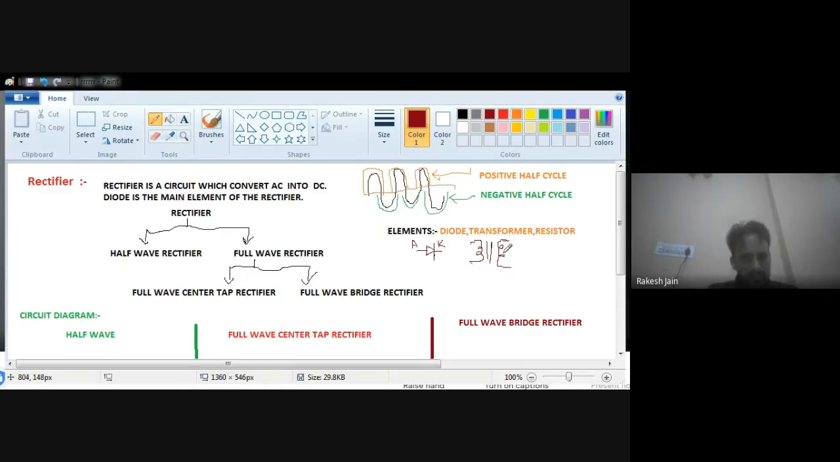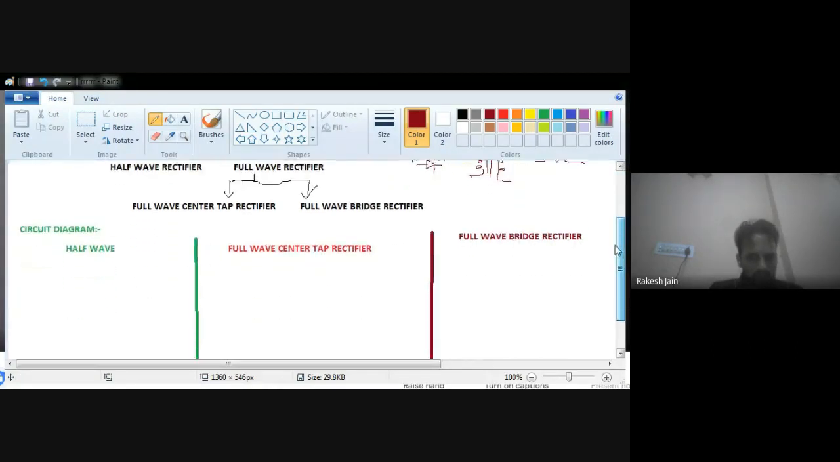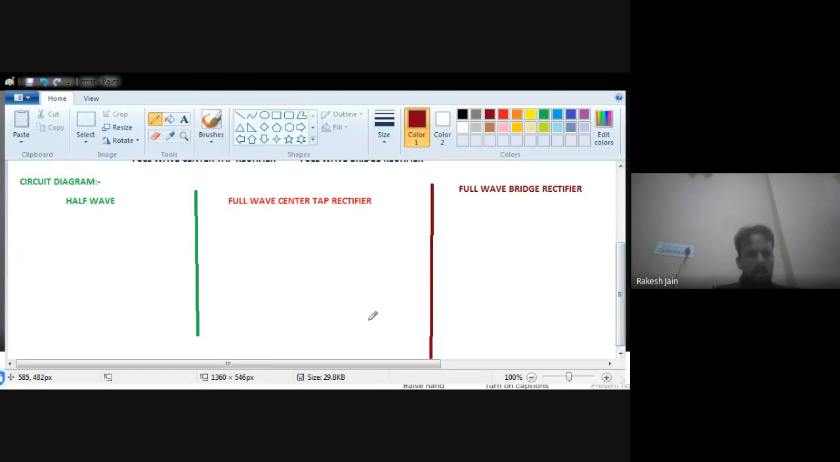And in a center type transformer, one more wire is taken out from the middle. And the third thing we require is a resistor. So this is the symbol of resistor. Okay. So these elements we require to build any kind of rectifier. Now see how to make a circuit diagram of a half wave rectifier.